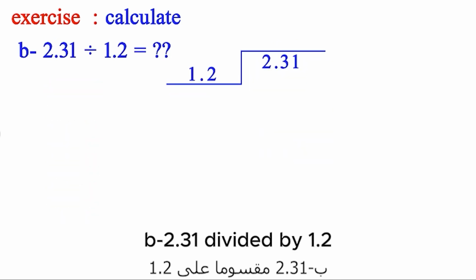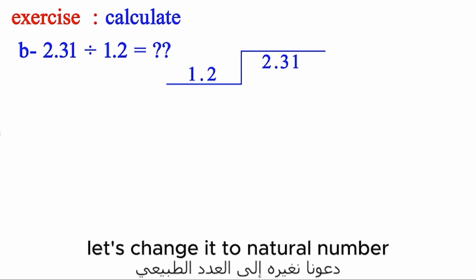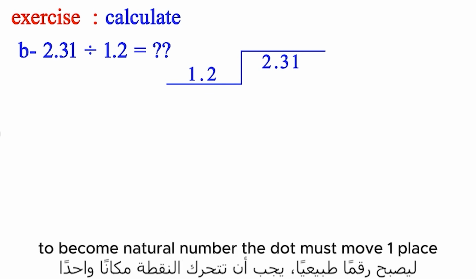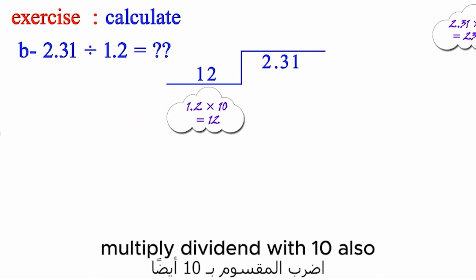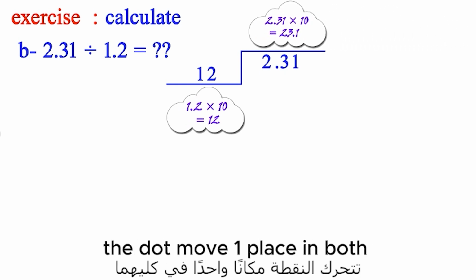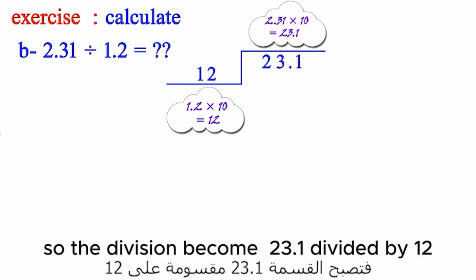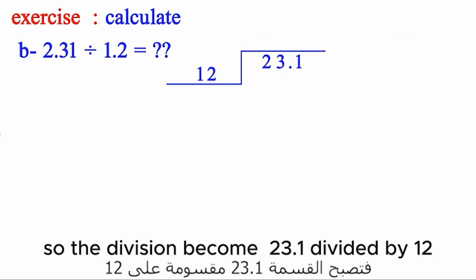B. 2.31 divided by 1.2. The divisor is 1.2. Let's change it to a natural number. To become a natural number, the dot must move one place. So multiply 1.2 times 1 with 1 0, which is 10. Multiply the dividend with 10 also. The dot moves one place in both. So the division becomes 23.1 divided by 12.